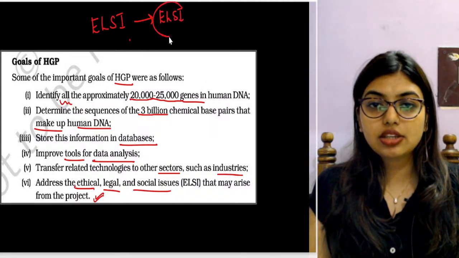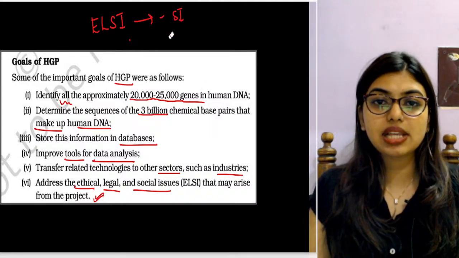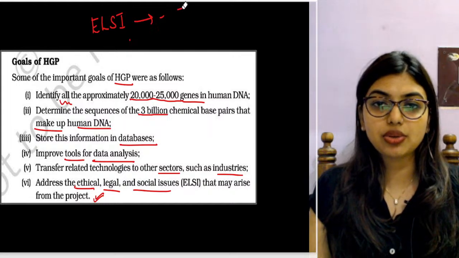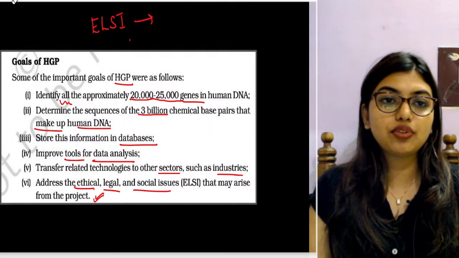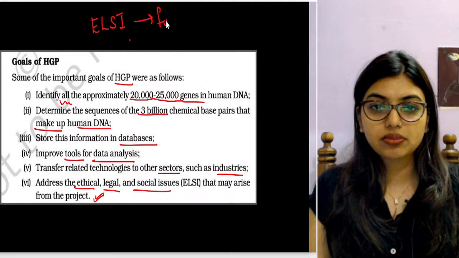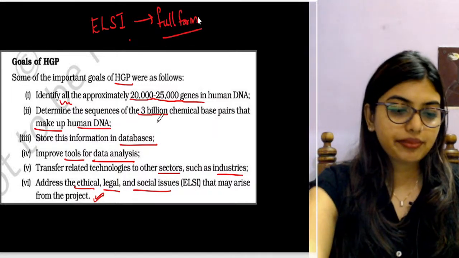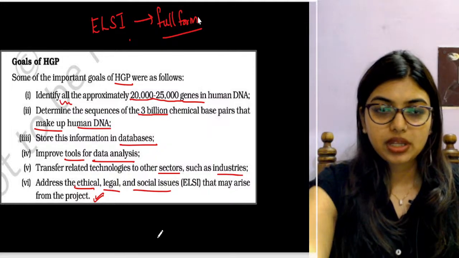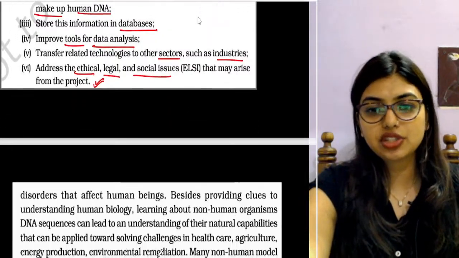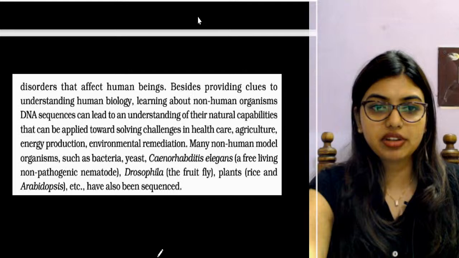ELSI. Okay, ELSI, you might think like, oh my god, my aunt's name is ELSI, but they will ask you ELSI's full form. Full form is important. Students, goals of HGP and salient features of HGP are very important. Okay, very important.